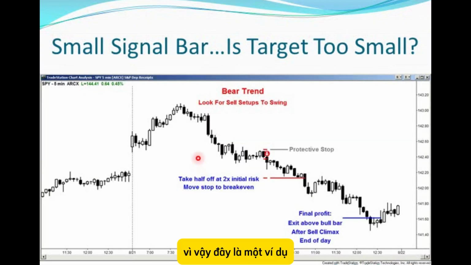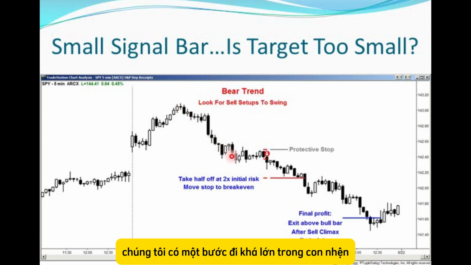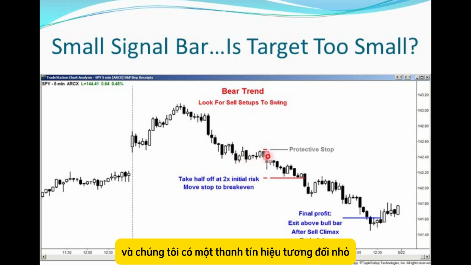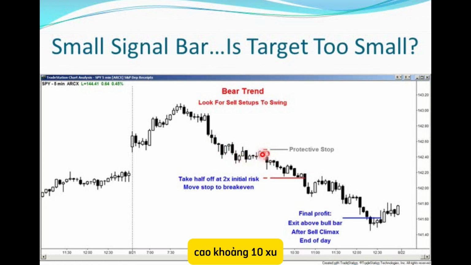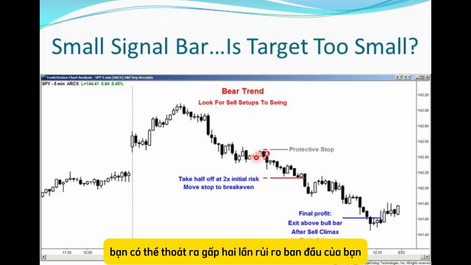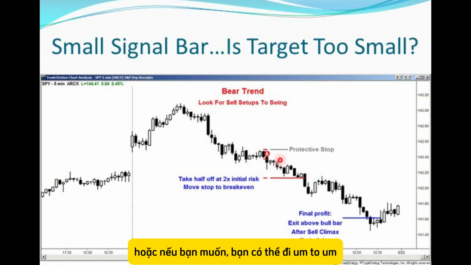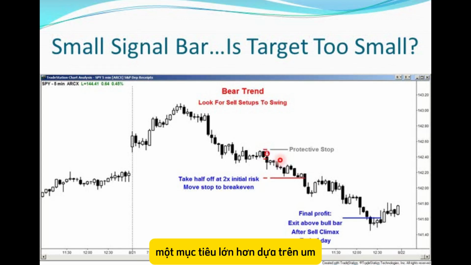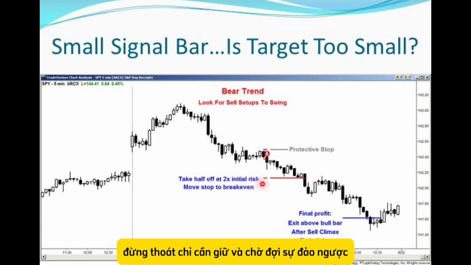So here's an example. We have a pretty big move in the SPY. The market's down about 80 or 90 cents inside of an hour or so, and we have a relatively small signal bar, about 10 cents tall. You could exit at 2 times your initial risk, which would be right here, and then move your stop to break even. Or if you wanted to, you could go to a bigger target based on the size of the trend that occurred before. In other words, don't exit, just hold and wait for a reversal, like maybe possibly exit some over here.